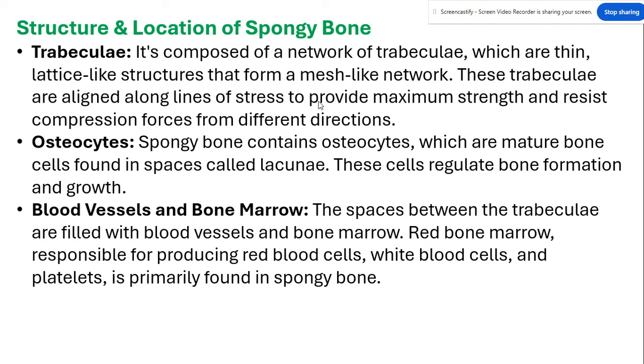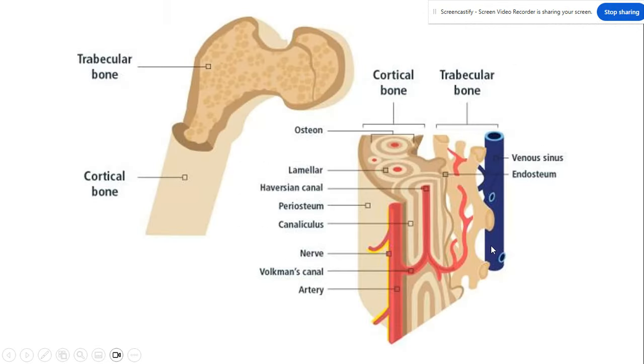Blood vessels and bone marrow. The spaces between the trabeculae are filled with blood vessels and bone marrow. Red bone marrow, responsible for producing red blood cells, white blood cells, and platelets, is primarily found in spongy bone.